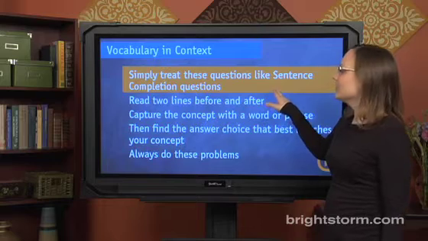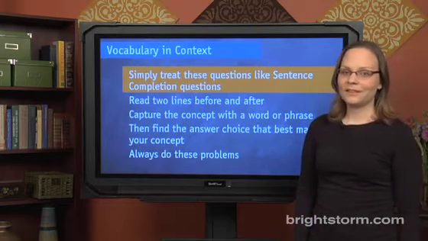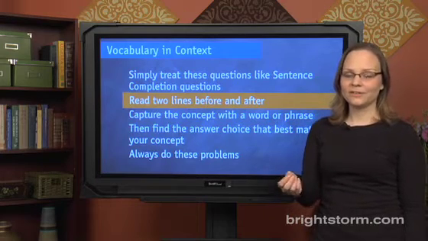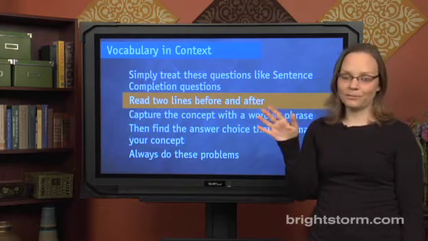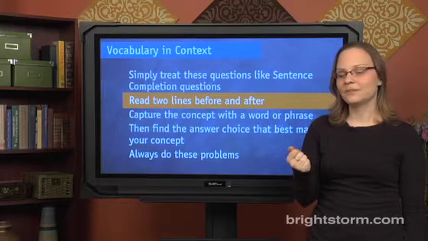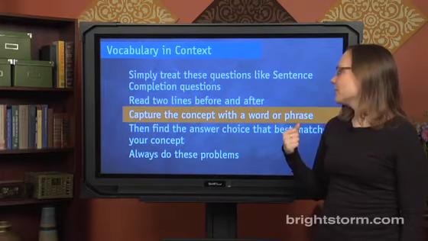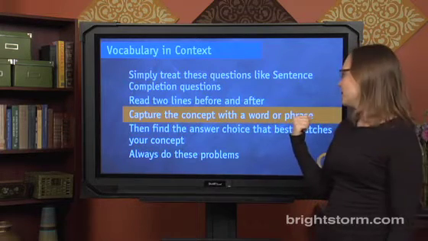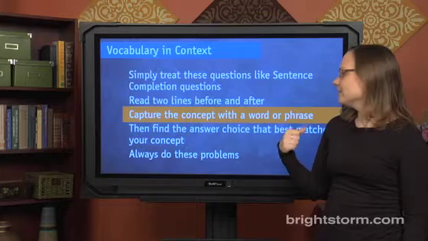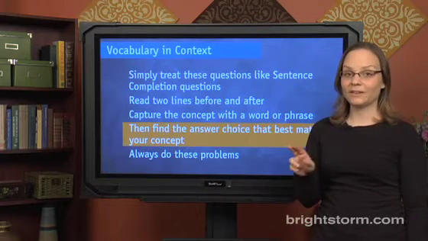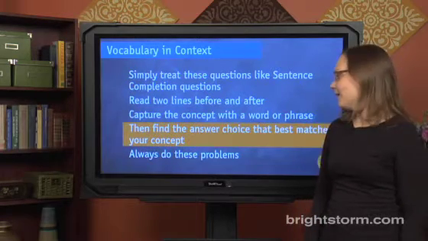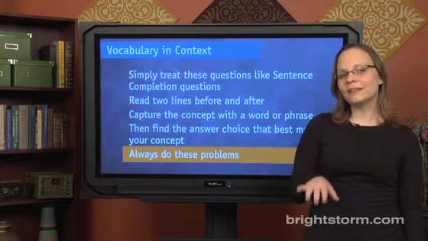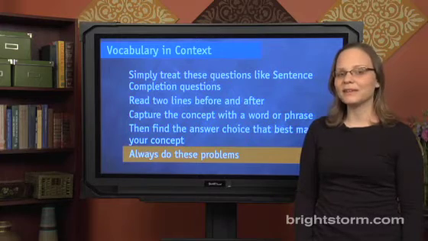You simply treat them like sentence completion questions. That means you're going to read 2 lines before and after the word in the passage, and if you need a little more, you can read maybe 3 lines above and 3 lines after, up to you. After you do that, you're going to try to capture the concept for what goes in the place of that mystery word with a prediction of your own. And then finally, try to find the answer choice that best aligns with your concept. And you want to always do these problems because they're pretty quick, and you're also more likely to get them right than other question types, so there's some easy points.